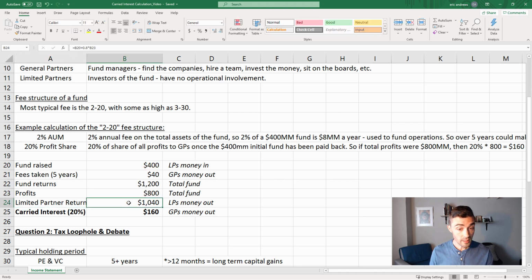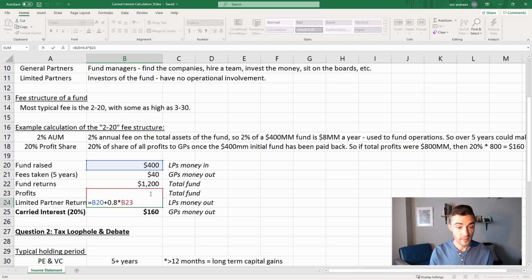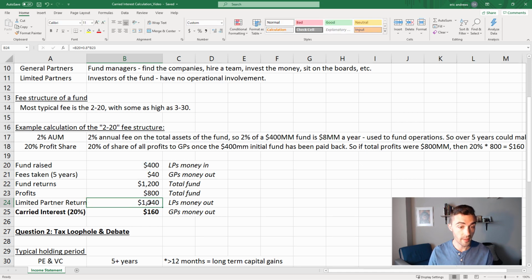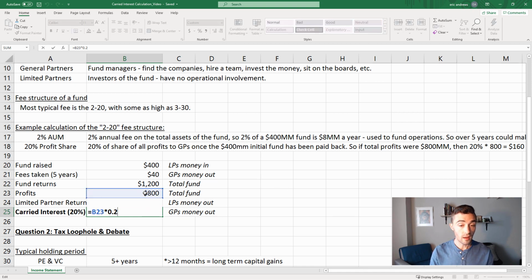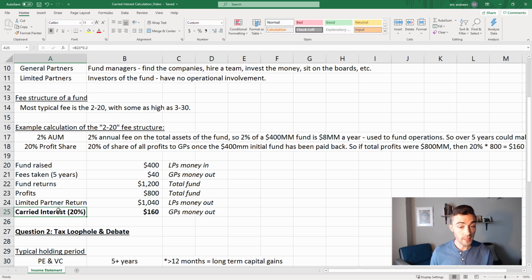So the limited partners get back their 400 million plus 80% of the profits. So 80% of the 800 million. So they make a little over 1 billion. And then the carried interest, like I said, is 20% of the profits once the fund has been paid back. So the GPs make 160 million on this fund in addition to the fees taken over the 5 years. So carried interest is just the profit share that goes specifically to the GPs of the fund.